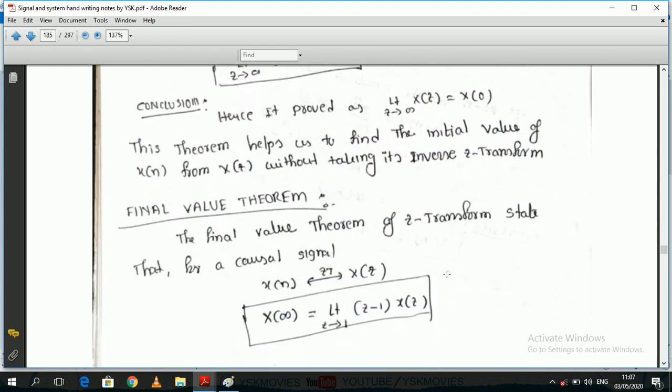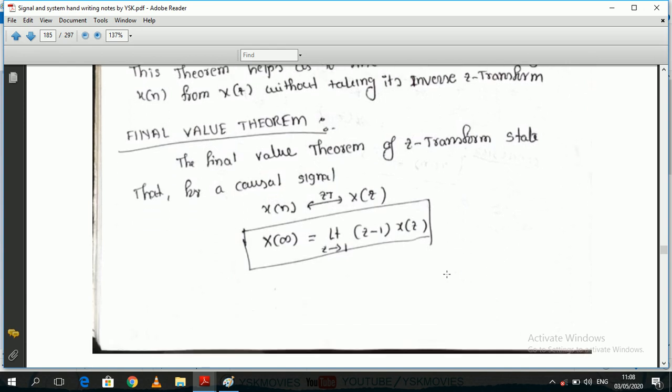Hence it is proved that the limit as z tends to infinity of X of z is equal to x of 0. This theorem helps us find the initial value of x of n from X of z without taking its inverse z transform. So we can easily find the initial values.